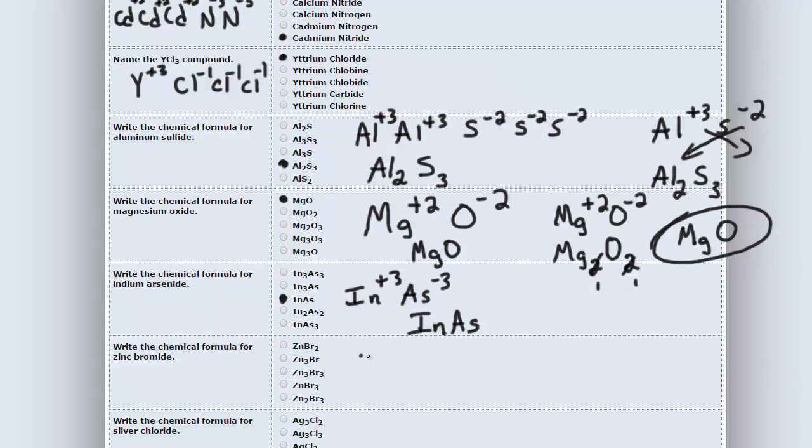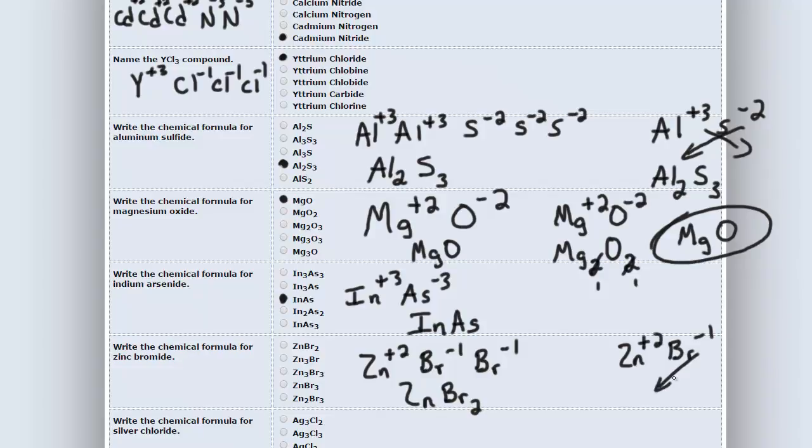Write the chemical formula for zinc bromide. Well, zinc is a +2 ion and bromide is a -1 ion. So we're going to have Zn +2, Br -1. We need another -1 to get to 0. So we're going to have zinc and Br2: ZnBr2. And again, we can have zinc +2, Br -1, play that crisscross game, and we get ZnBr2.